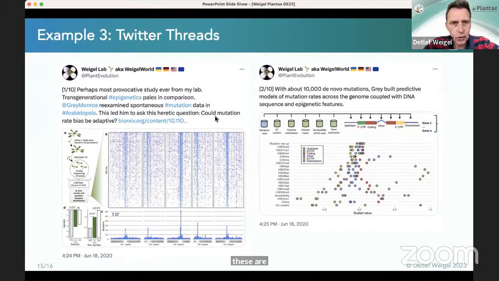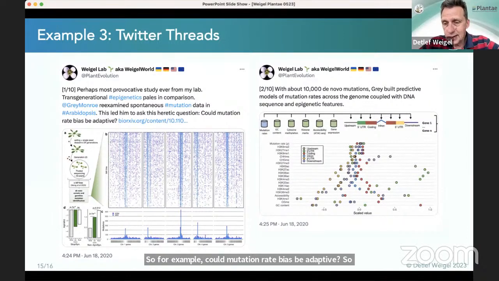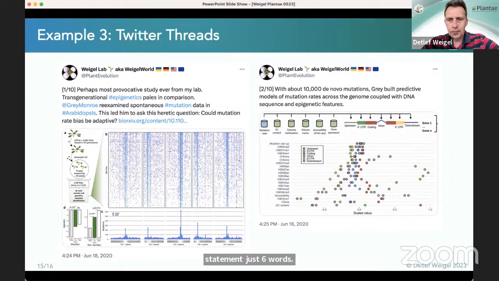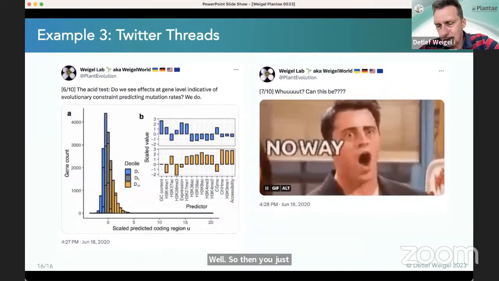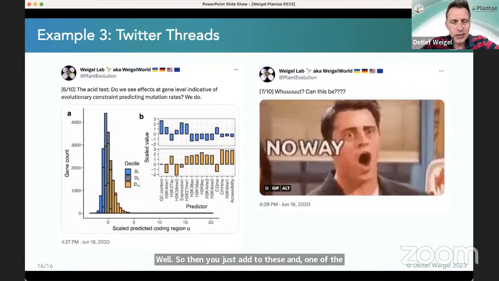So, for example, could mutation rate bias be adaptive? So I think you all can think of ways that one could express this in very fancy language with many, many more words. But this simple statement, just 6 words, captures what's in the paper really, really well. So then you just add to these, and one of the things that I like with Twitter is that you can inject some levity into science communication.